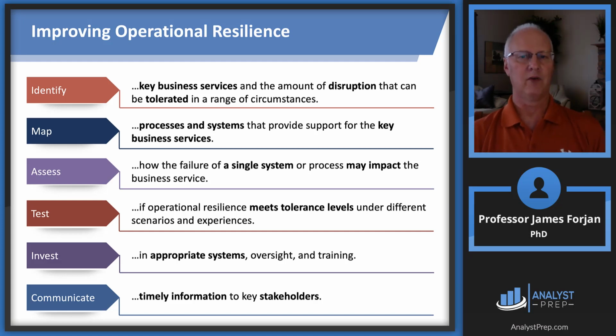So we identify the risks, then we quantify the risks. All right, so here's the assessing and the testing, how the failure of a single system may impact the business service, and then see if it meets certain tolerance levels. So that's kind of like measuring in there. And then we've got to manage. So we have all this information, and then we have to invest in the appropriate system so we can manage the risk, and then we can communicate timely information to all the key stakeholders.